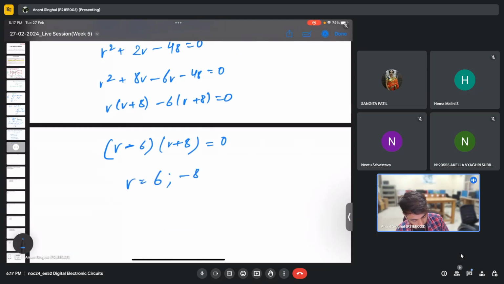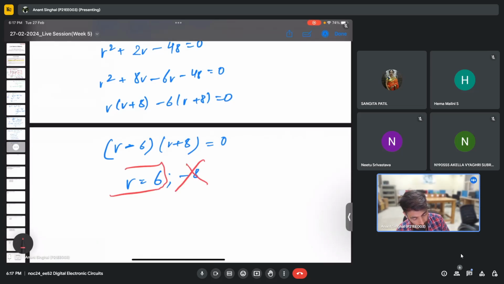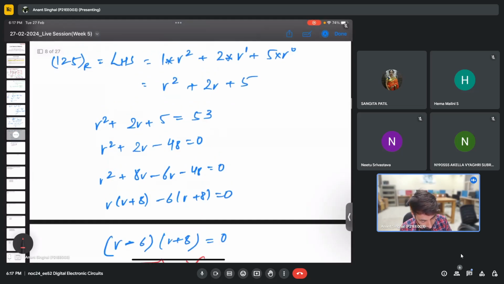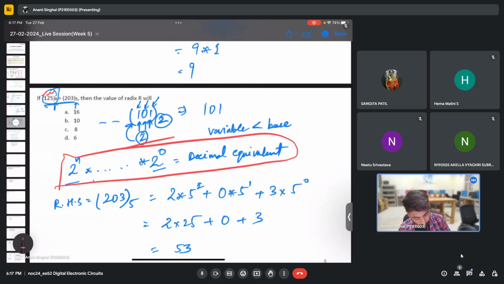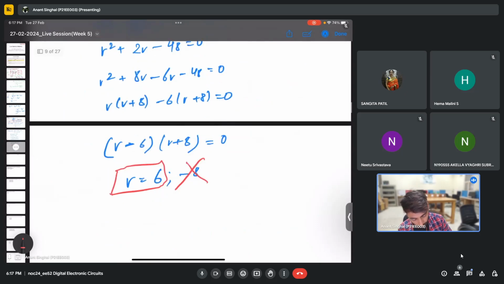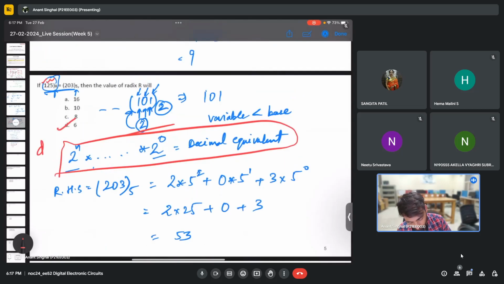A base cannot be negative, so this cannot be the answer, and we need to check if it is following all the properties. So I have got r as 6, so all the variables are less than 6 first of all, and it is again following the equation which is going to the decimal equivalent. So the possible answer can only be r equals 6, which is also given by one of the students. So the final answer is option D.